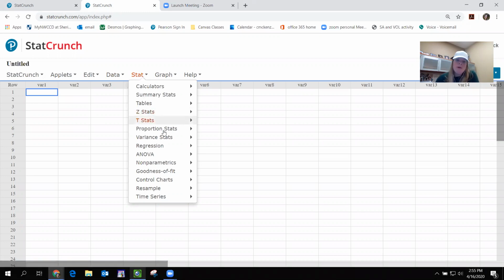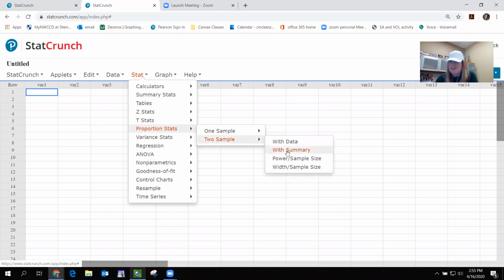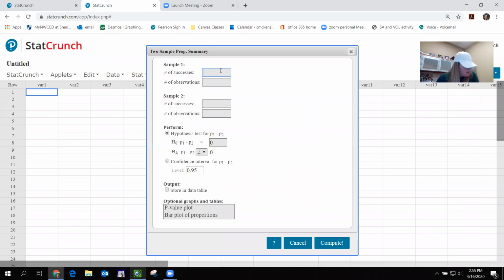We're going to go to a proportion because we have a proportion, but now we have two samples with summary. We don't have our data, we have summary. And our first sample, we had 32 people killed, and there were 2,755 total in that first sample. The second sample was 15 people killed, and there were 7,851, and our test is equal, and then it is greater.